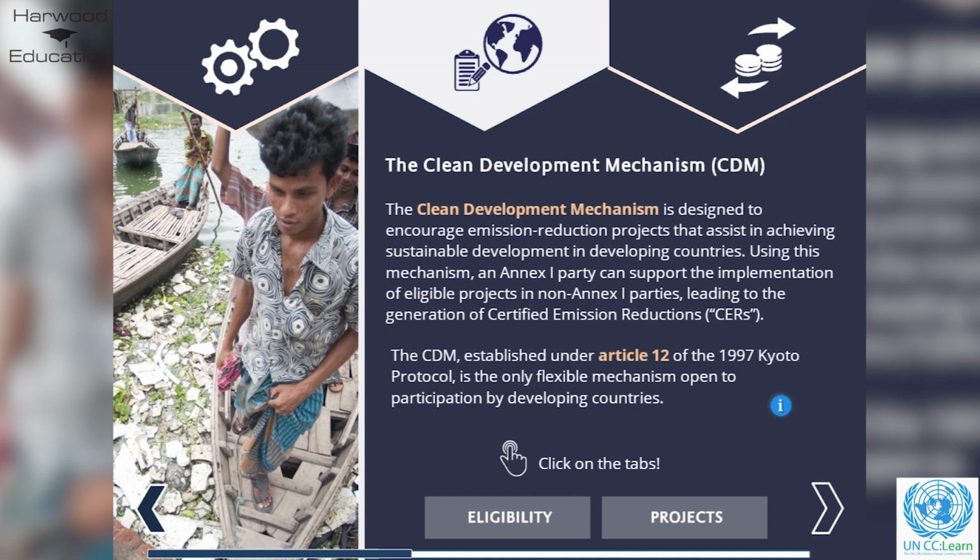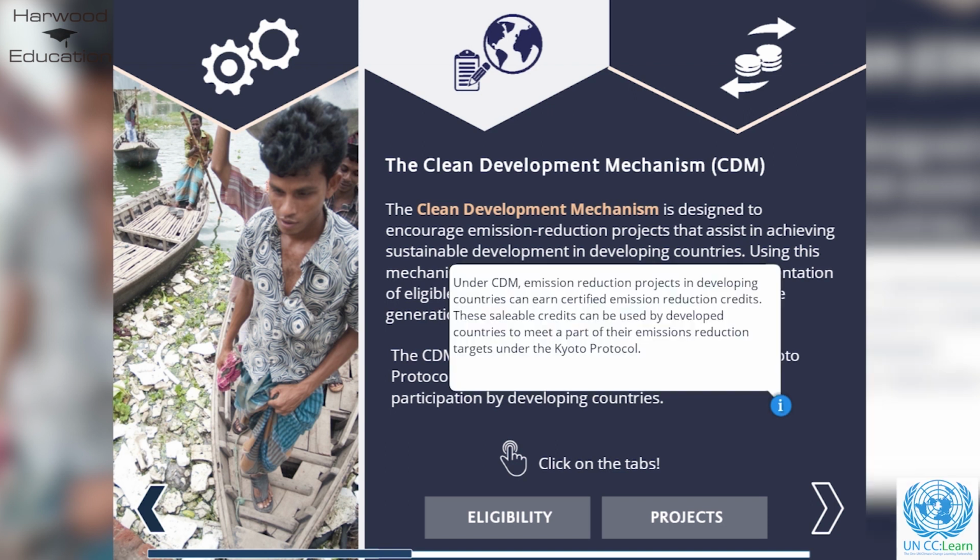The CDM, established under Article 12 of the 1997 Kyoto Protocol, is the only flexible mechanism open to participation by developing countries. Under CDM, emission reduction projects in developing countries can earn certified emission reduction credits. These saleable credits can be used by developed countries to meet a part of their emissions reduction targets under the Kyoto Protocol.